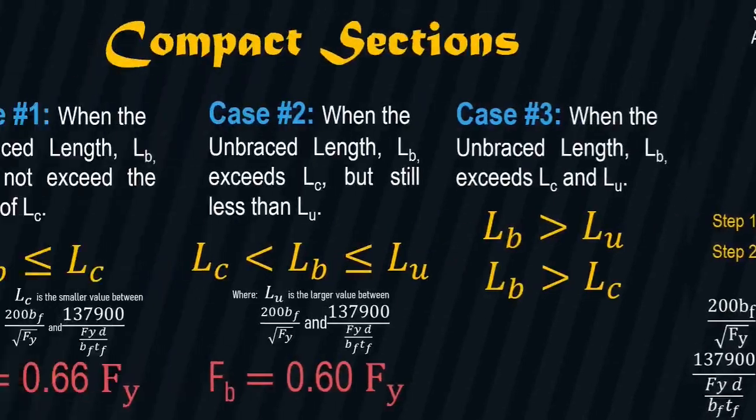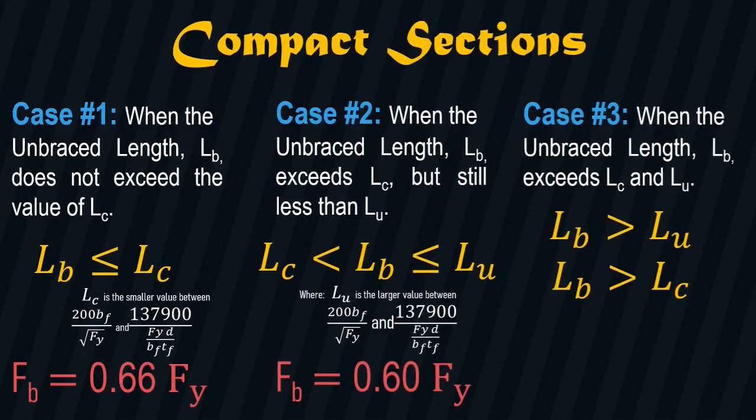Now remember that the allowable bending stress for case number 1 is 0.66 Fy, and for case number 2, Fb is equal to 0.60 Fy, a little bit lower than the value of case number 1. Similarly, for case number 3, we are expecting a lower value of the allowable bending stress. It should be lower than 0.60 Fy.